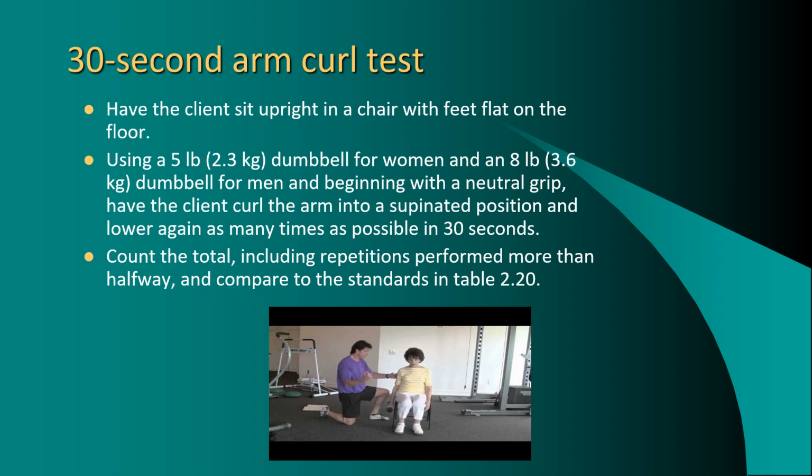Neutral grip, so on the side like she is shown on the video, and have the client curl the arm into supinated position and then lower again as many times as possible in 30 seconds. Make sure they're not swinging forward, so they're not using momentum or lifting with their shoulder. Make sure they keep the arm at the side. You may have to guide them initially so that they get the hang of it without swinging the weight and lifting the shoulder up. So you count as many repetitions as they can do, and then compare to the table if they did it like shown.